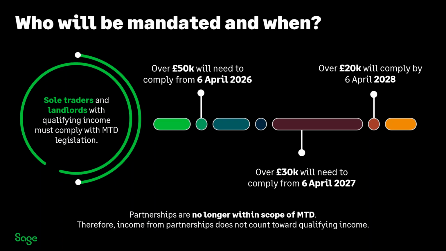The scope of who is impacted by this legislation has changed slightly, and HMRC have decided income from partnerships no longer counts towards qualifying income.